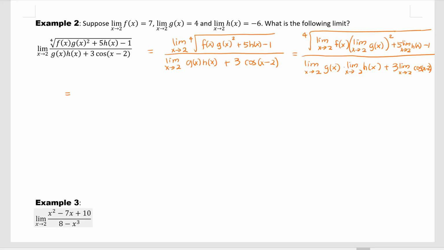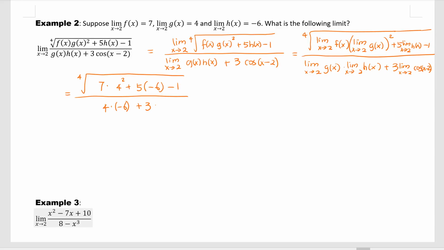Now we're ready to plug in, and this is 4th root of, so limit f of x when x goes to 2, that is 7. And then for g, we have 4 squared plus 5 times negative 6 minus 1. The bottom we have 4 and negative 6 plus 3.